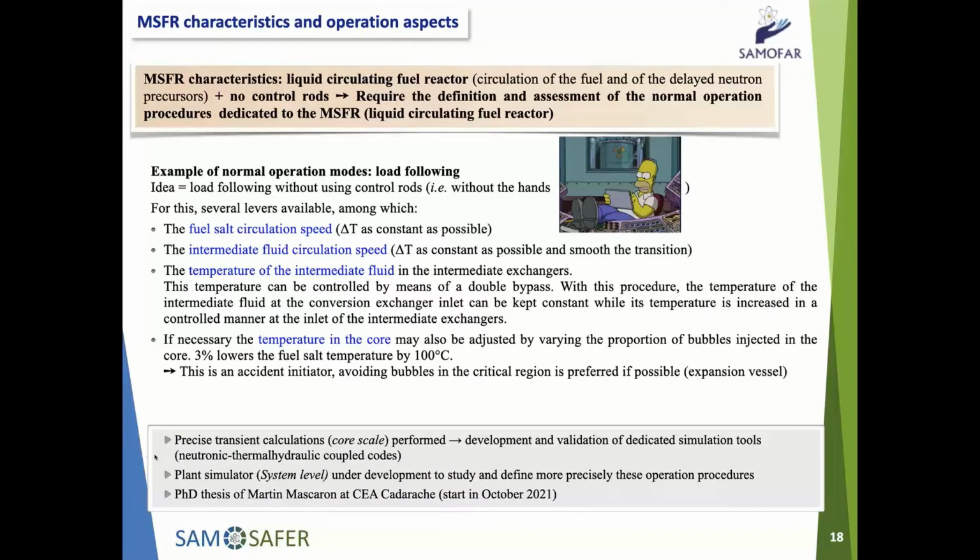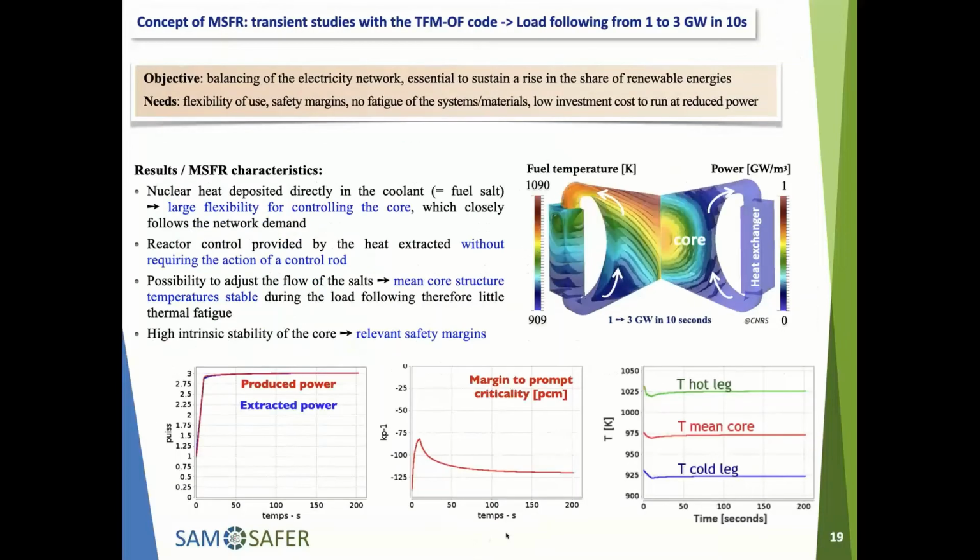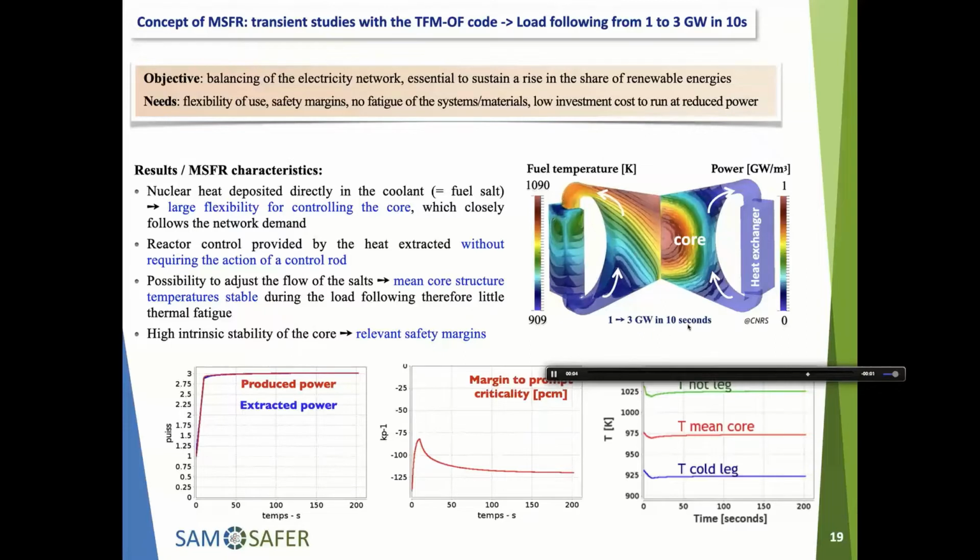For this, precise transient calculations at the core scale are performed to develop and validate those simulation tools. Also, plant simulators are necessary in order to see what's happening up to the heat conversion circuit. And there is a PhD thesis starting on this topic at CEA very recently. So here we can see the results for the core side. We can see here a transient from 1 to 3 gigawatts in 10 seconds. That's something very fast. It's not necessary to be that fast. The idea is just to illustrate that the constraints are not going to come from the core, but from the intermediate and the conversion circuit.